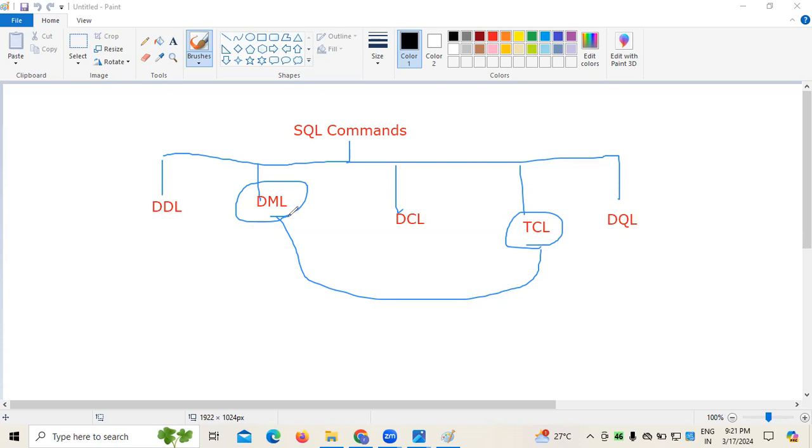Second, rollback. This is a command which is used to undo the transactions which haven't been stored in the database.